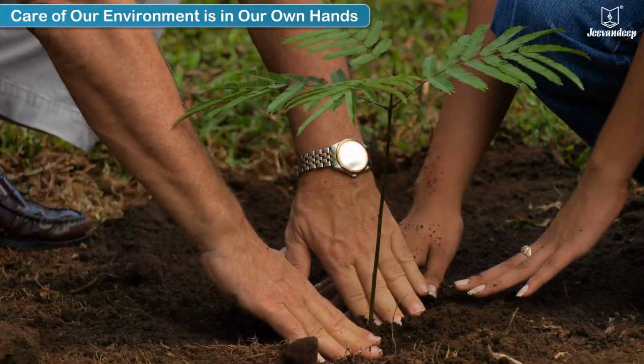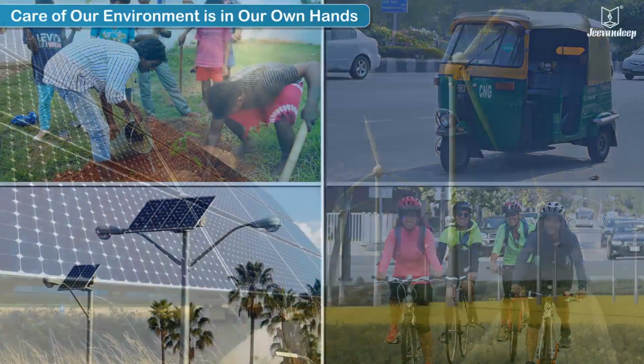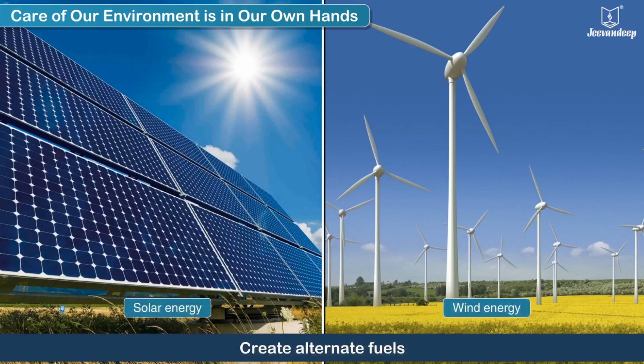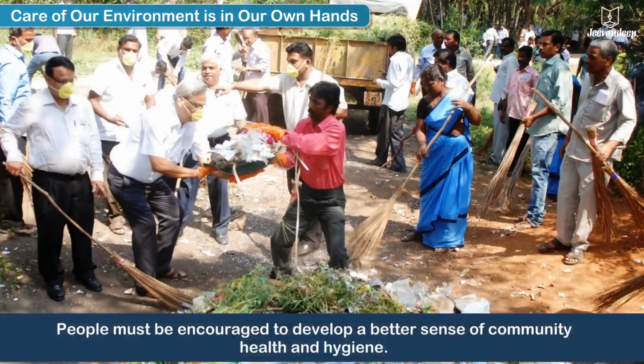Care of the environment is in our own hands. Every effort taken towards cutting down environmental pollution will make a difference. Solar energy and wind energy must be utilized to create alternate fuel. CNG is a non-polluting fuel and must therefore be widely used. People must be encouraged to develop a better sense of community health and hygiene.